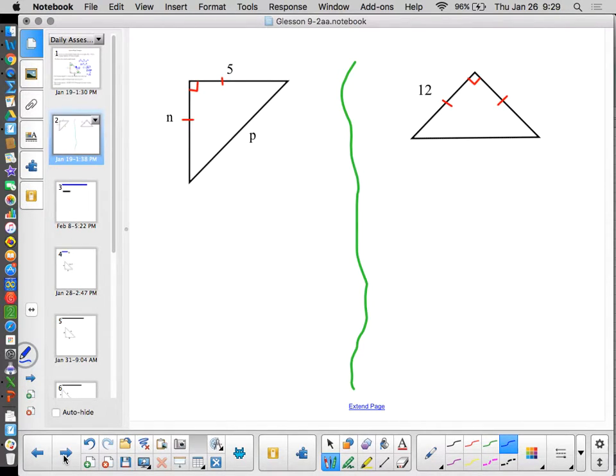So since that's the case, let's try to work on our pattern. If this is an isosceles right triangle, and this leg is 5, how long does this leg, n, have to be? Well, it has to be 5 also, because they have to be congruent. And the hypotenuse is simply the leg times the square root of 2. Or in this triangle over here, if this leg is 12, then this leg, being congruent, is also 12. And this third side, you got it, 12 times the square root of 2. We aren't going to decimally approximate that. We're going to be exact with our values.